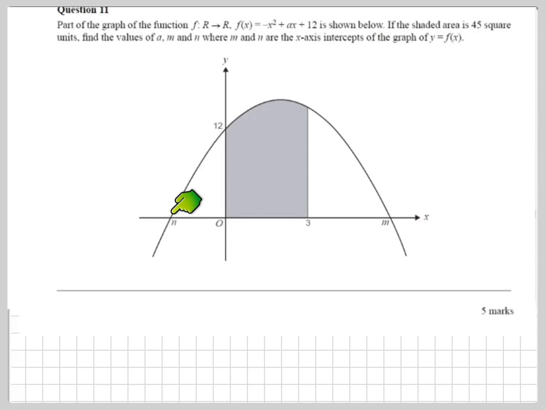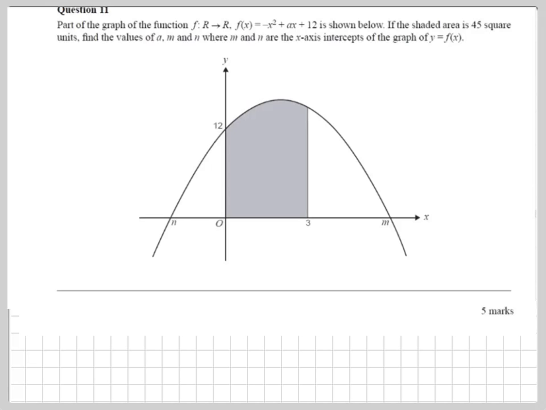Alright, okay, I get this. Where m and n are the x-intercepts of the graph. Now, what are we supposed to be doing here? If the area is 45 square units, oh, I see. Why don't we just work out the area as an integral, from 0 to 3. Yeah, from 0 to 3. And then we'll be able to work out a, won't we? Because it has to equal 45 square units. Once we work out a, we'll have the whole quadratic revealed to us, in which case we should be able to work out where its x-intercepts are.